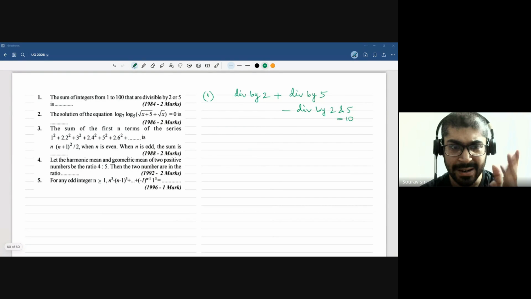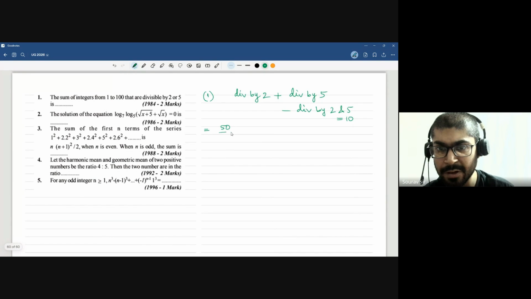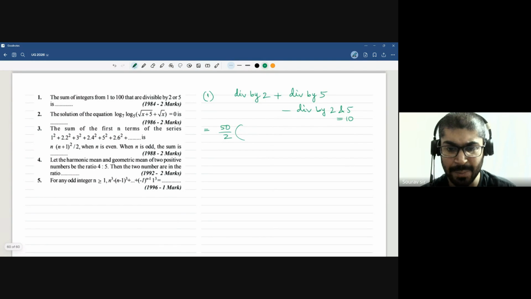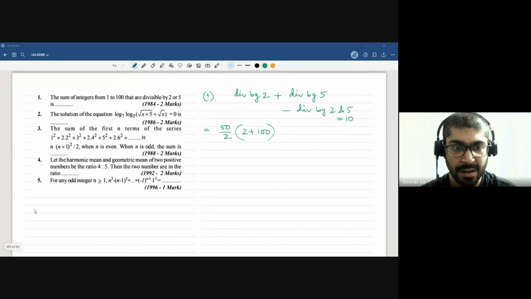You can just add from 2 to 100, right? So how many numbers will that be? 50. And that will be just n by 2 into a plus l, right? So it will be 50 by 2 into a plus l. Or you can take 2 outside, right? You can do 2 plus 100. That's also okay. You can just take 2 outside. So n by 2 into a plus l, and then you can go with 5.